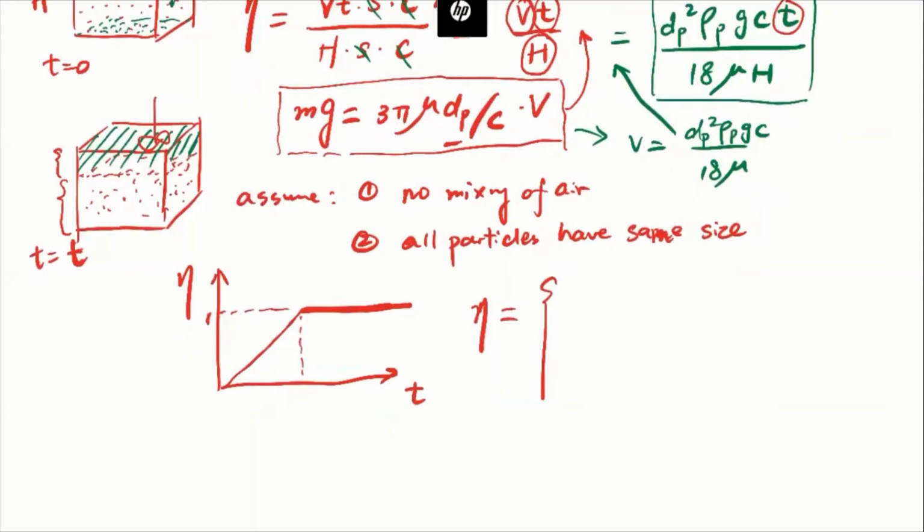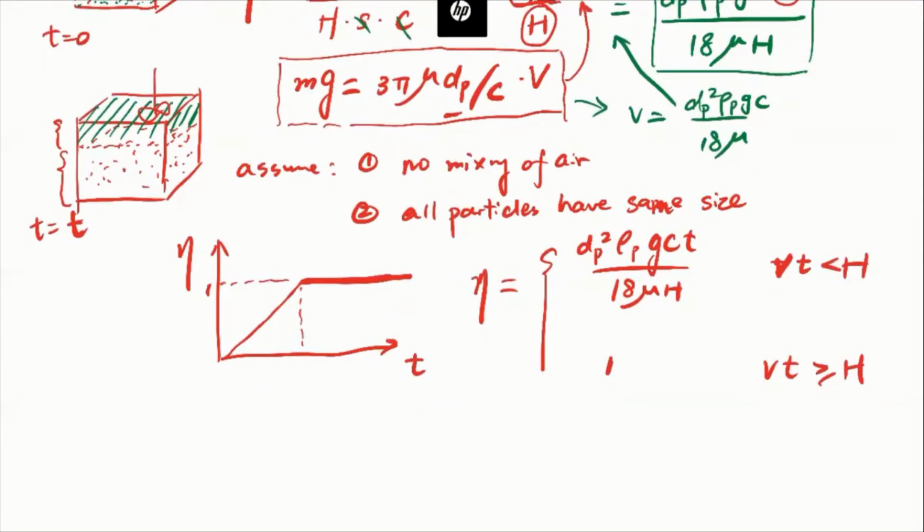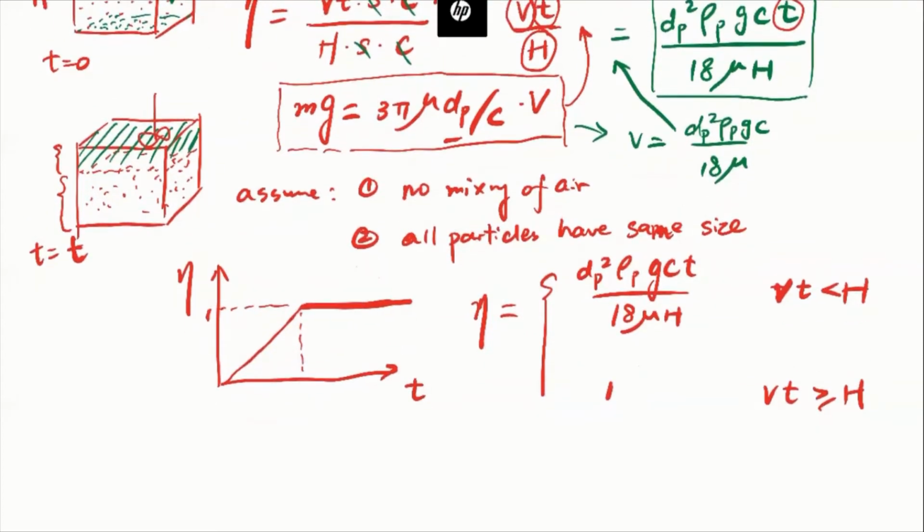Okay, so theoretically, if we want to represent this removal efficiency, then it's going to be a piecewise linear equation, which is dp squared rho p g C t divided by 18 mu H, when V multiplied by t is smaller than H. And when Vt is larger than or equal to H, then the removal efficiency is going to be 1. It's not going to increase further, right?